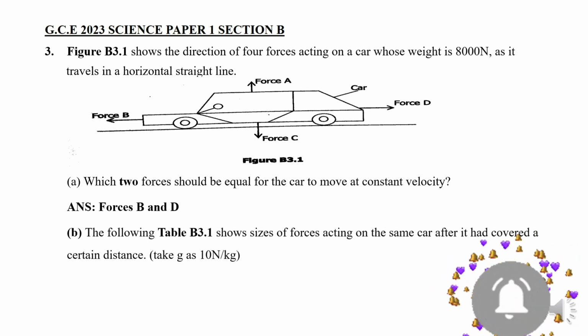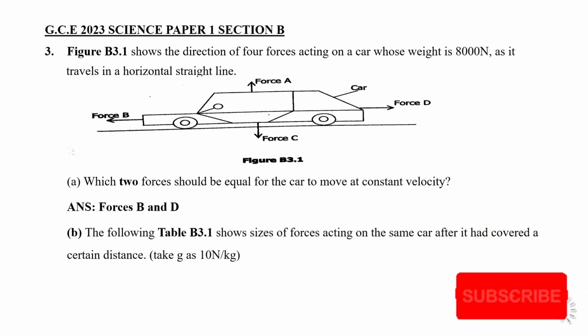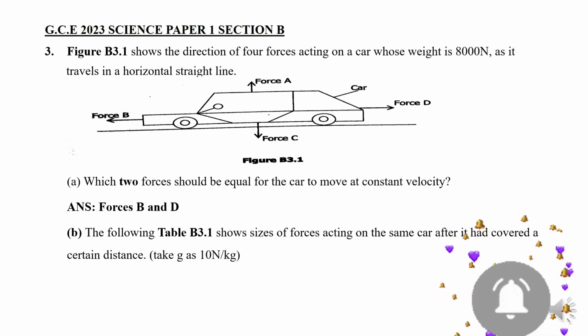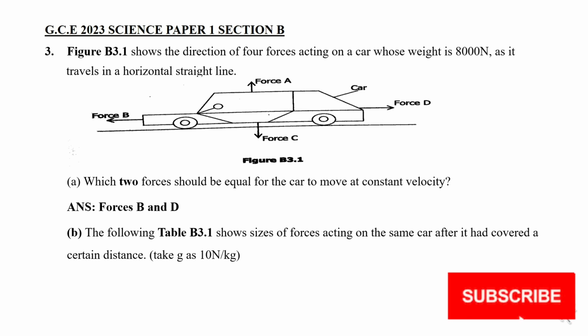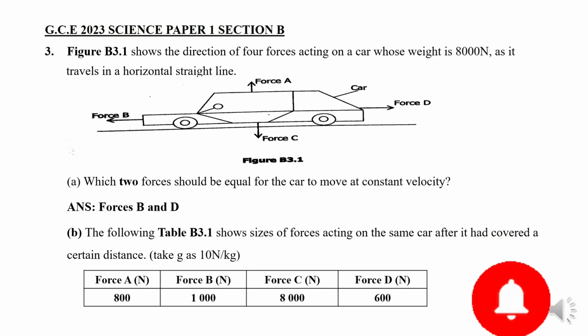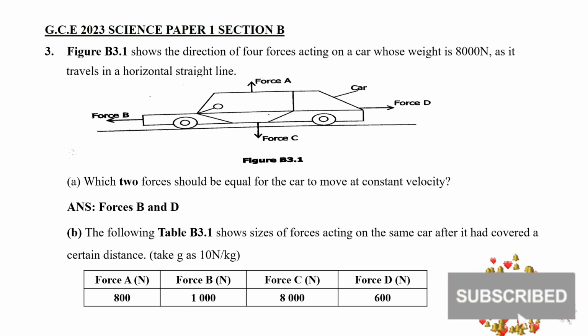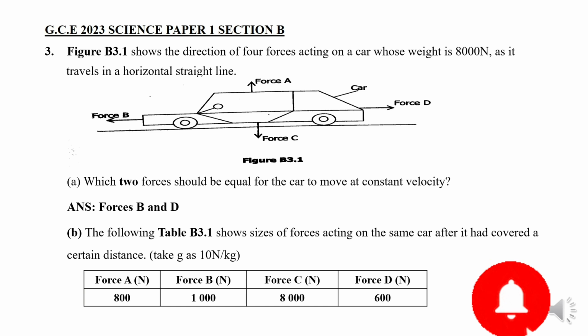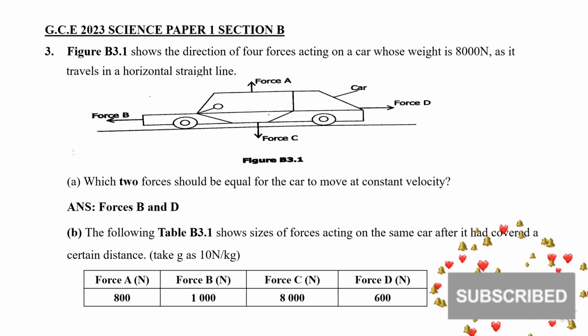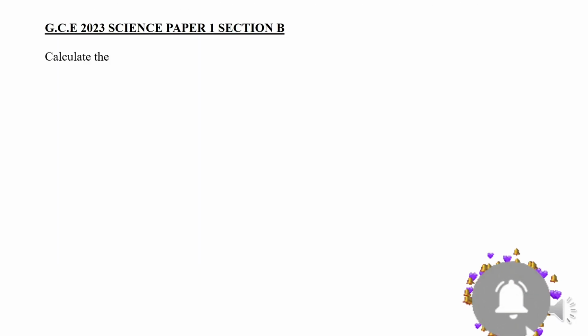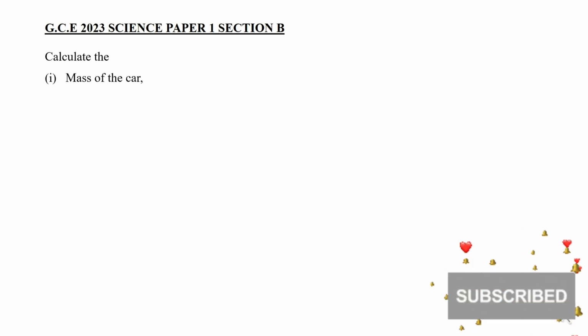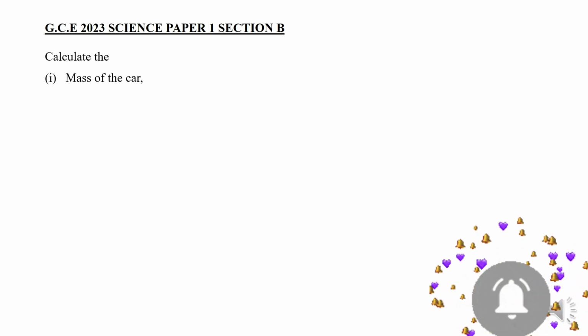We go to B. We have a table. Table B3.1 shows sizes of forces acting on the same car after it had covered a certain distance. So we take g as 10 newtons per kg. We have force A, force B, force C, and force D. Those are the forces that we have been given. The first question here is saying, calculate one, the mass of the car.